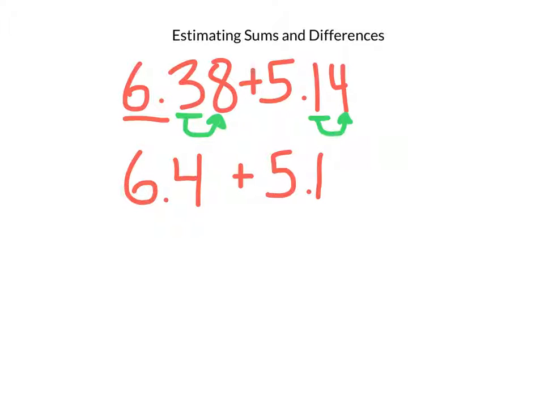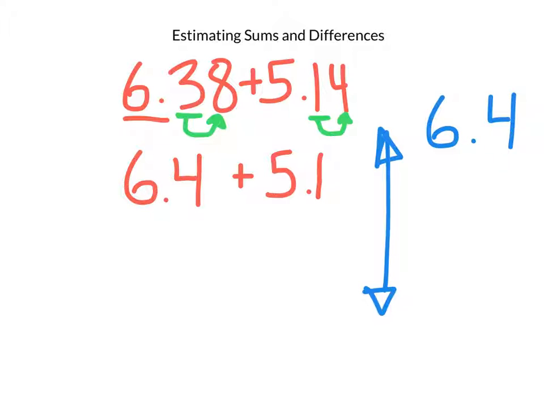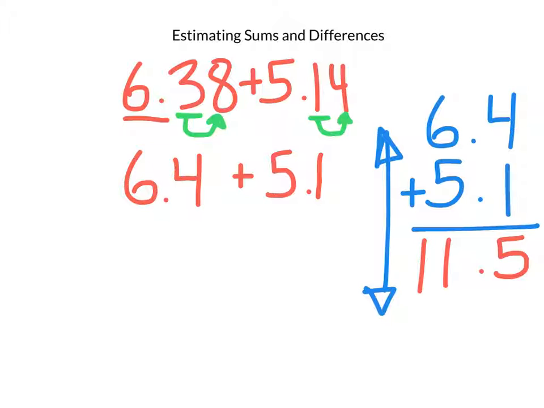And now what's really important is remember to write it vertically, up and down, so our decimals line up. So I have 6.4 plus 5.1. And because my decimals are lined up, I'm going to add this up beautifully. 4 plus 1 is 5. I can drop my decimal down right there. And 6 plus 5 is 11. So my answer is 11.5.